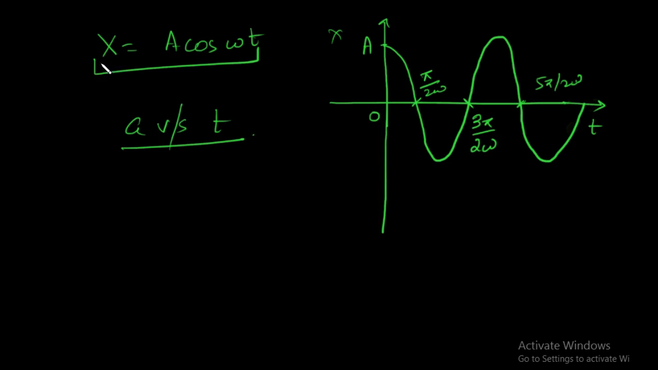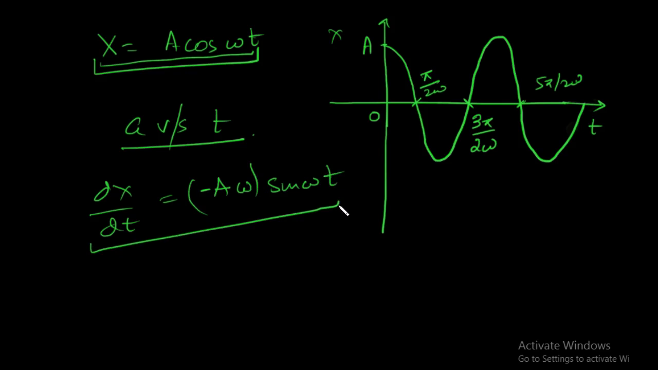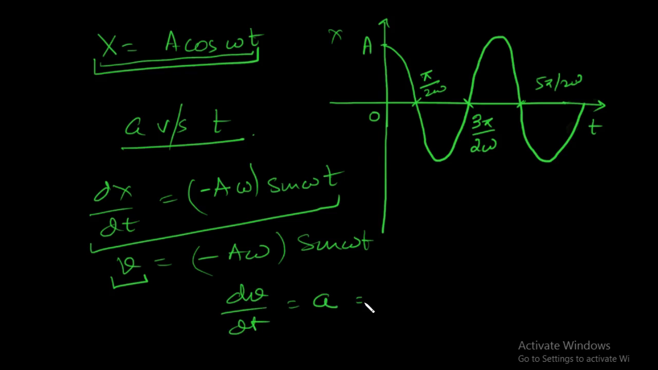For this, first you differentiate with respect to time, dx over dt. What will this be? Minus a omega sine omega t. Now this is the v versus t graph. This is the velocity, because change in displacement by time taken is velocity. Now we have to obtain a versus t. We again differentiate, dv by dt. Change in velocity by time is acceleration. So this would be equal to minus a omega square cos omega t.